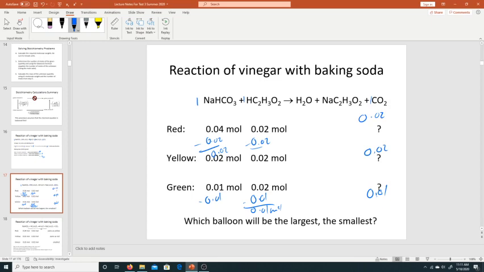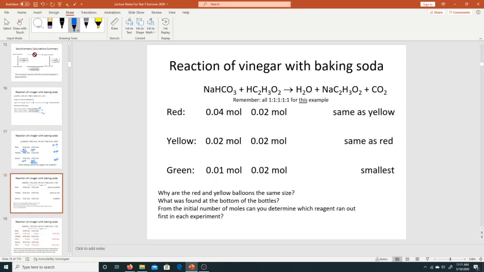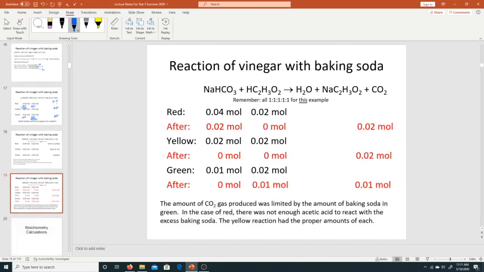So what does this all tell us about the size of the balloons? We should be able to agree that the green balloon should be the smallest, because that makes the least amount of gas. What about the red and yellow? Is red going to be larger than yellow? Or are they going to be the same size? And that's actually what happens. Turns out the red and yellow balloons end up being exactly the same size just because of the amount of CO2 we produced.